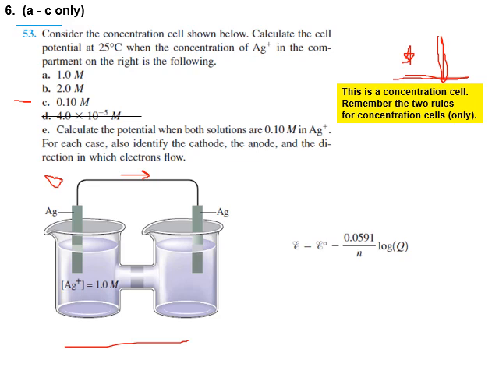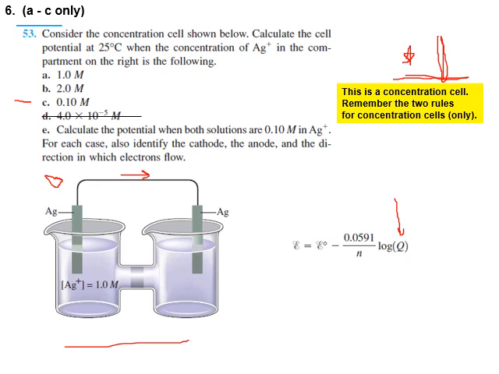The other rule is that whenever you figure out your Q value, you're going to put the smaller concentration on top. And if you can just remember, put the smaller concentration on top, it will save you a lot of time. So we're going to do part A, B, and C, and I'll look very briefly at E. We're going to skip D.